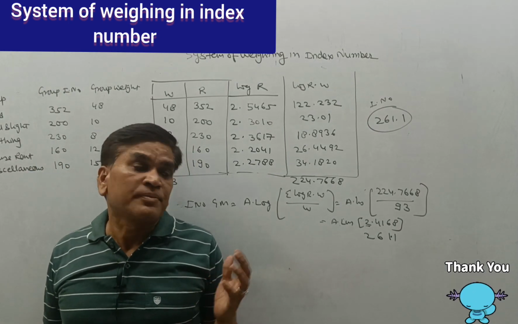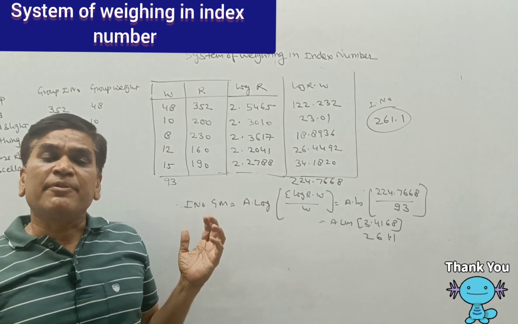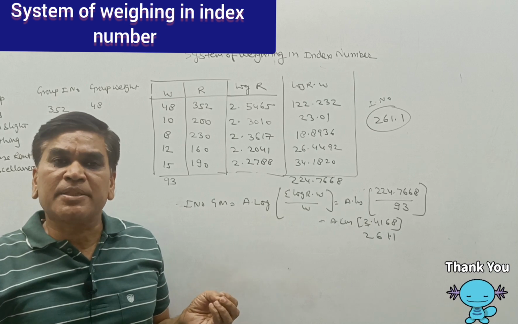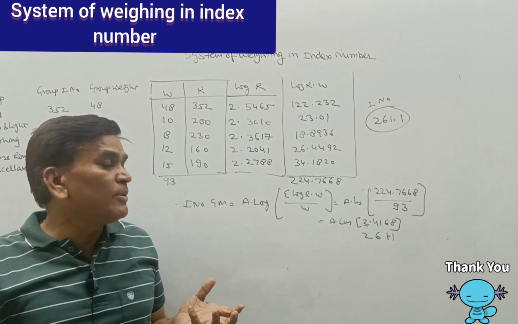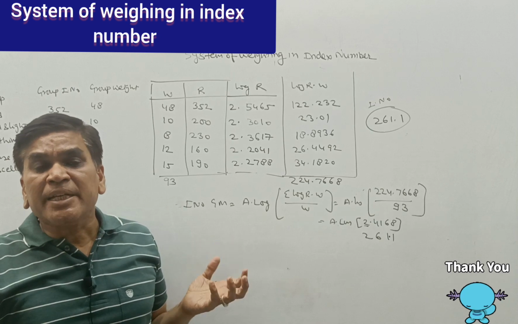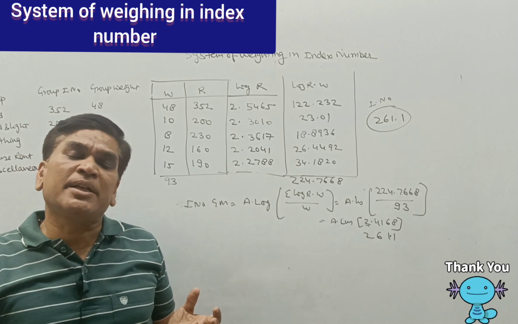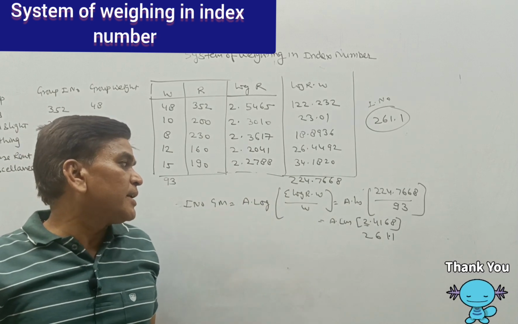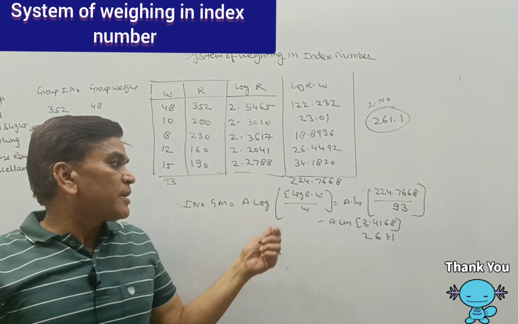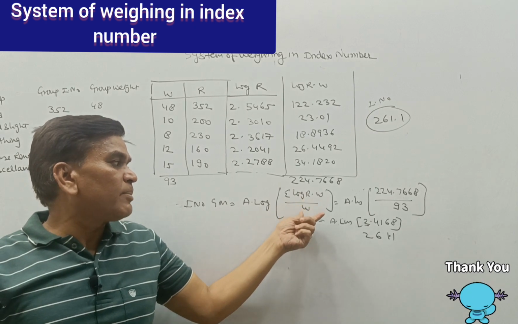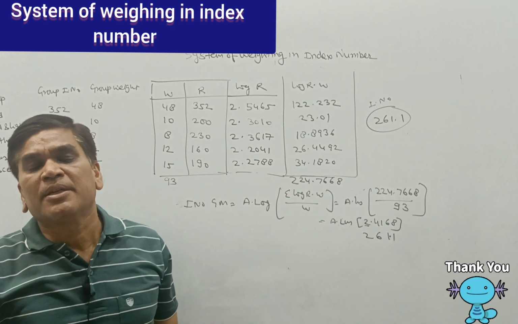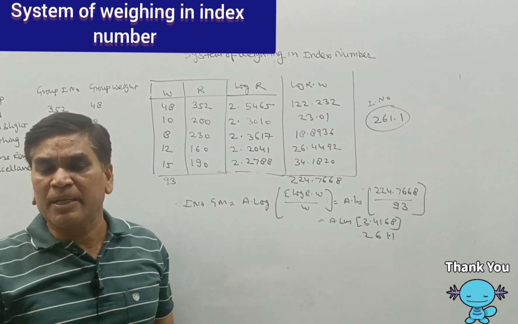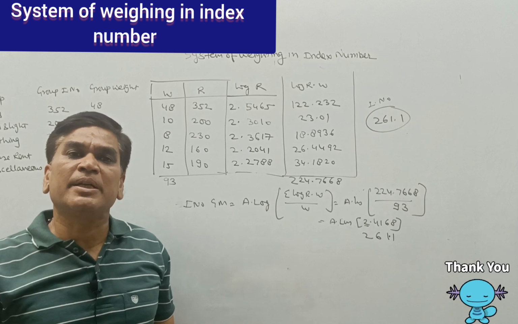So if they want the weighted arithmetic mean, then no problem, we have to do the multiplication of R and W divided by sigma W. If they want the weighted geometric mean index number, then we have to use this formula: the index number is anti-log of sigma log R multiplied by W divided by sigma W. With the help of this, you can calculate the weighted index number. I think this video will be helpful for you to learn how to calculate the weighted index number.